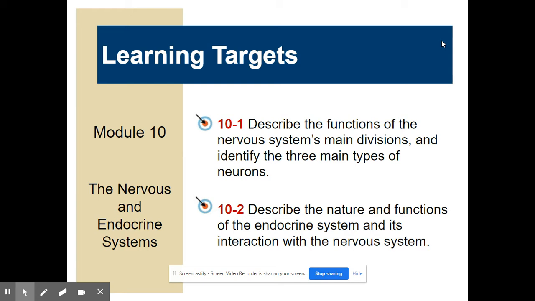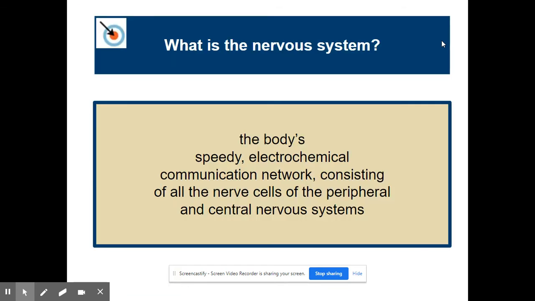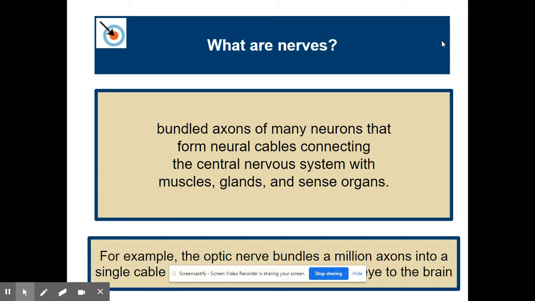The nervous system consists of the central nervous system as well as what is known as the peripheral nervous system. This is our speedy electrochemical communication network that consists of all the nerve cells of the peripheral system and the central nervous system. So what are nerves? As we looked at with the neurons in the past module, they are bundled axons that many neurons use to communicate through our nervous system to our muscles, our glands, and other sensory organs.